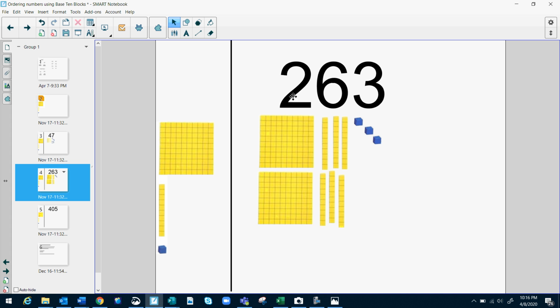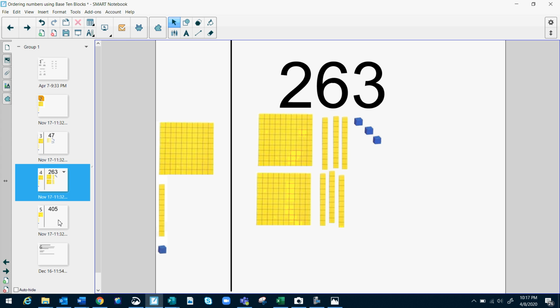Finally, let's look at the hundreds place. We have a 2 here, but it doesn't just mean 2. We can see that there are 2 of these hundreds blocks underneath there. So we count by hundreds, which is easier than it sounds. 100 and 200. So the value of the 2 is 200.